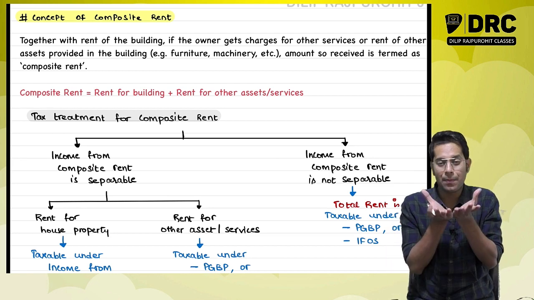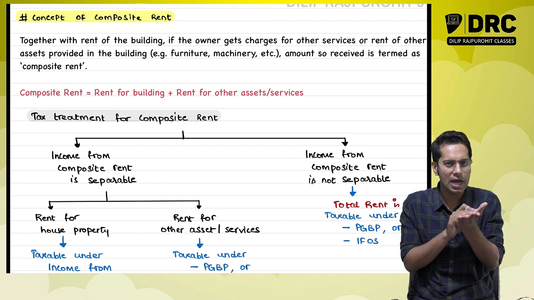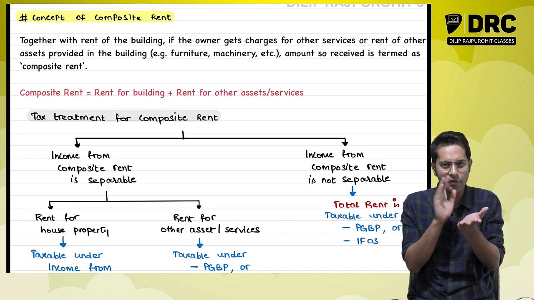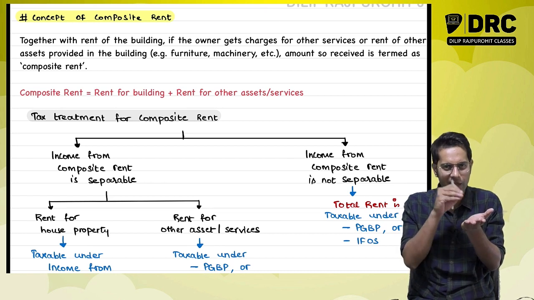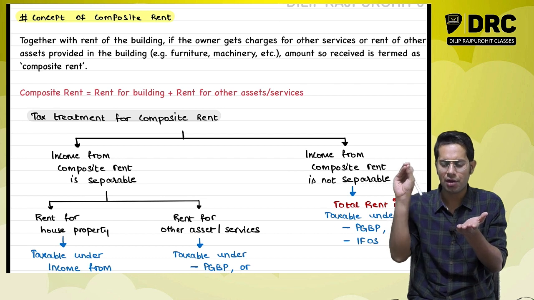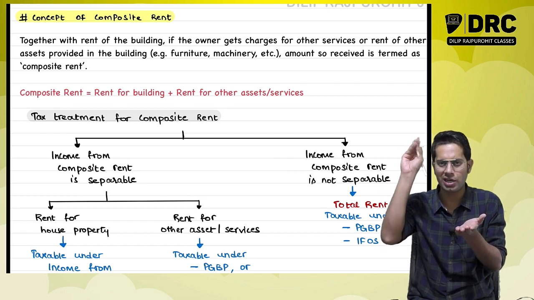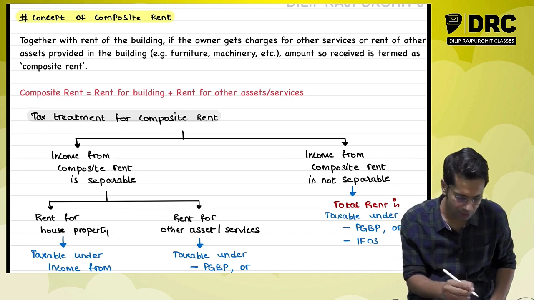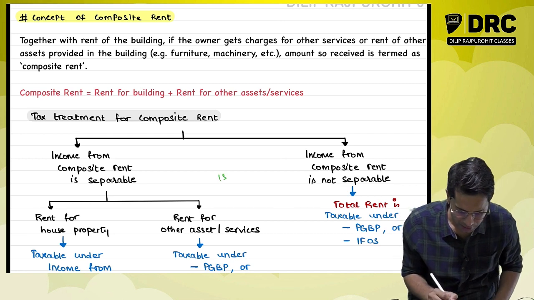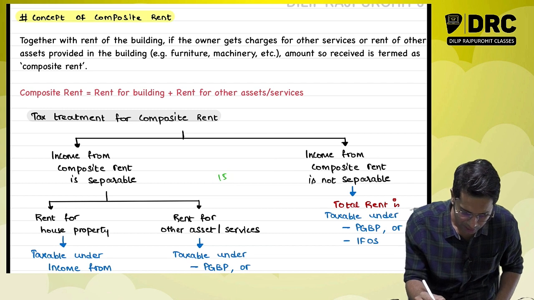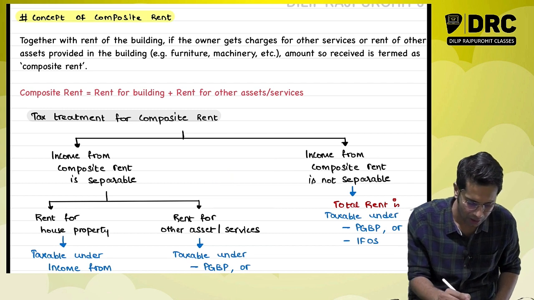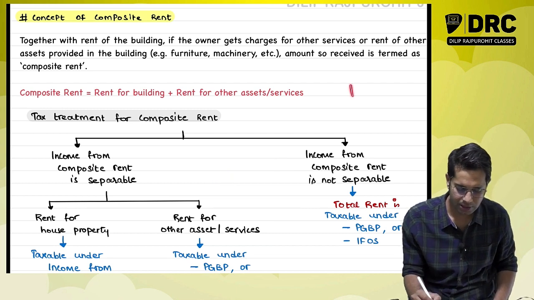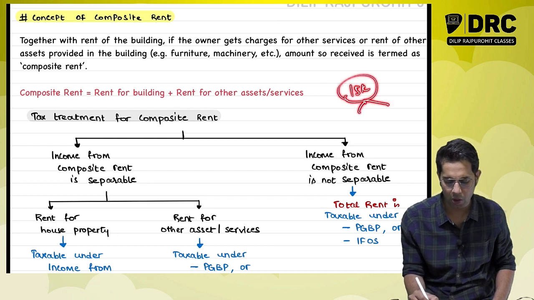Check whether you can separate this 15,000. I am giving the property on rent, a fully furnished property, wherein I have given the house along with a television, washing machine, refrigerator, and AC. I am charging rent of how much, sir? 15,000 rupees. Now check whether this 15,000 rupees is separable or not.